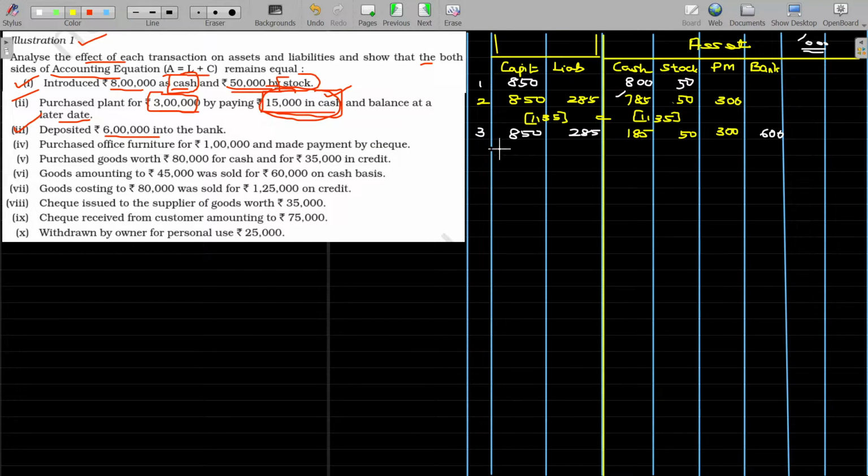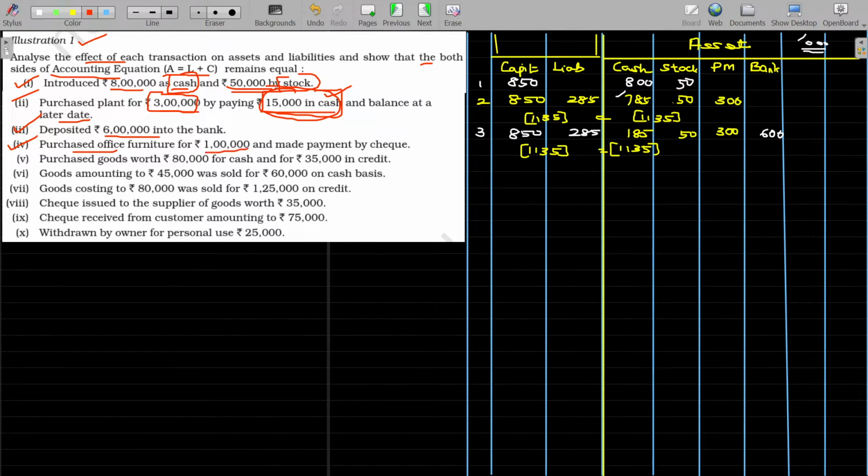Cross verify whether the total is the same or not. Hope the total is the same. 1135 on both sides. Correct me if I am making any calculation error here. Right. Let's now go for the fourth one.